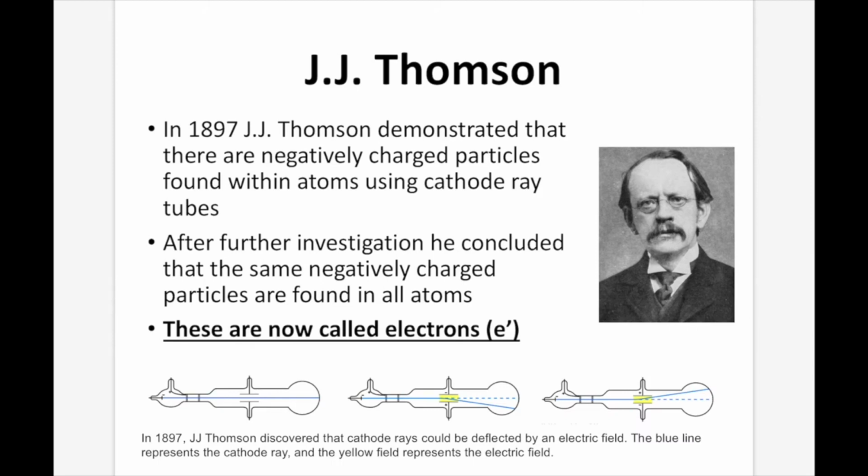At the bottom here, you'll see a picture of J.J. Thompson's cathode ray tubes. So using these tubes, he found that the cathode rays, these blue lines, could be deflected by an electric field. That's this yellow part right there. Since we could deflect the cathode rays using an electric field, that cathode ray must contain some kind of negative particle that would be affected by the electric field.